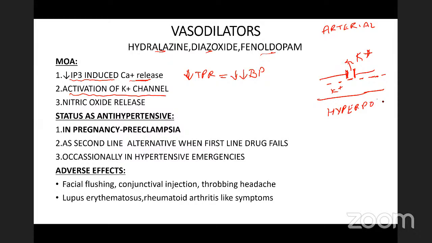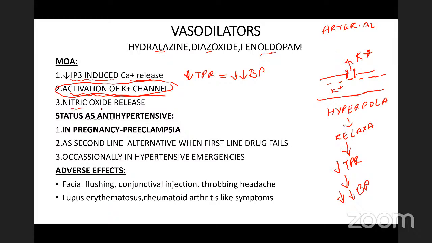Hyperpolarization is nothing but a state of relaxation inside the blood vessels, which decreases the total peripheral resistance, ultimately contributing to decreased BP. This is the major mechanism of action of these arterial dilators: activation of potassium channel causing hyperpolarization, relaxation of the blood vessels, ultimately leading to decreased total peripheral resistance and decreased BP.